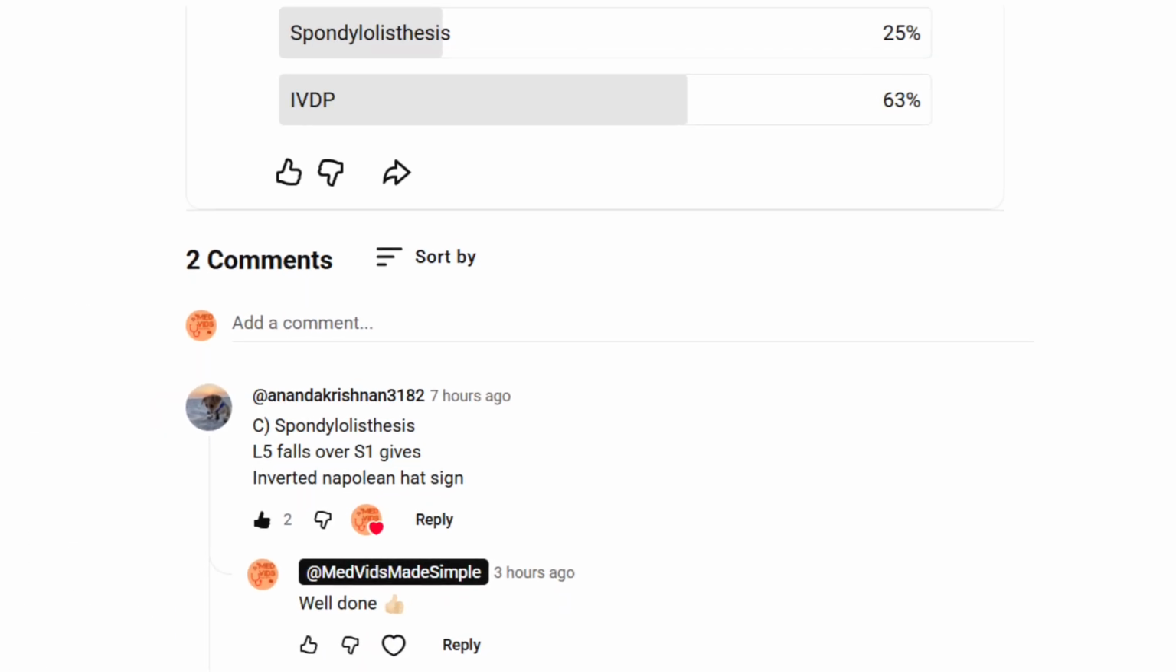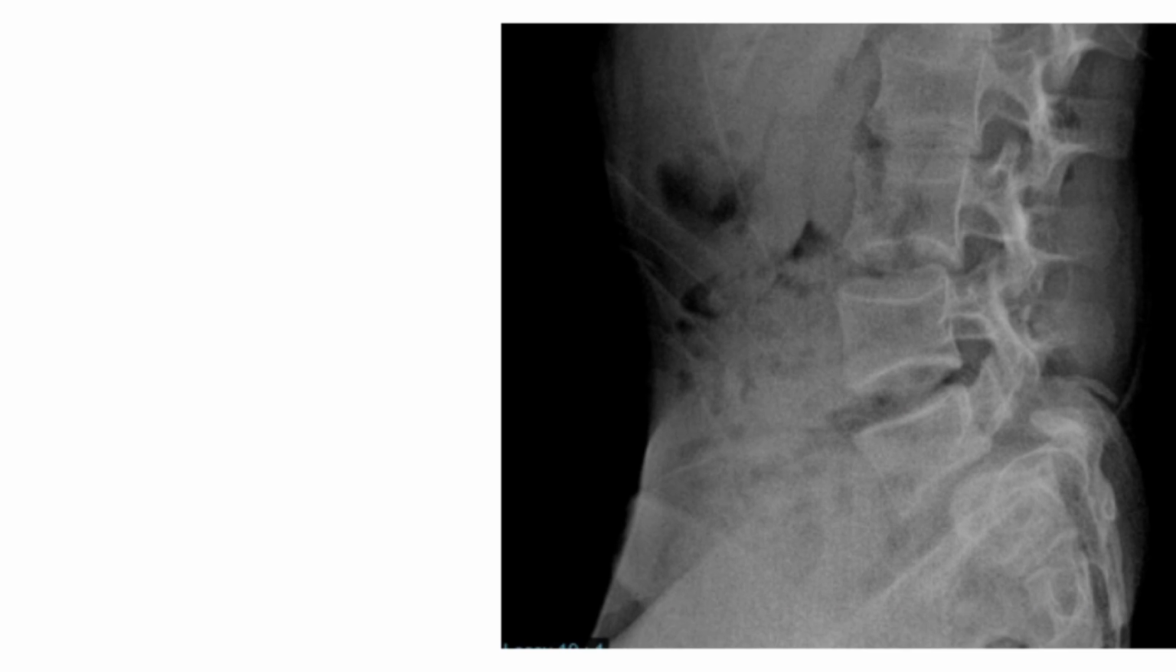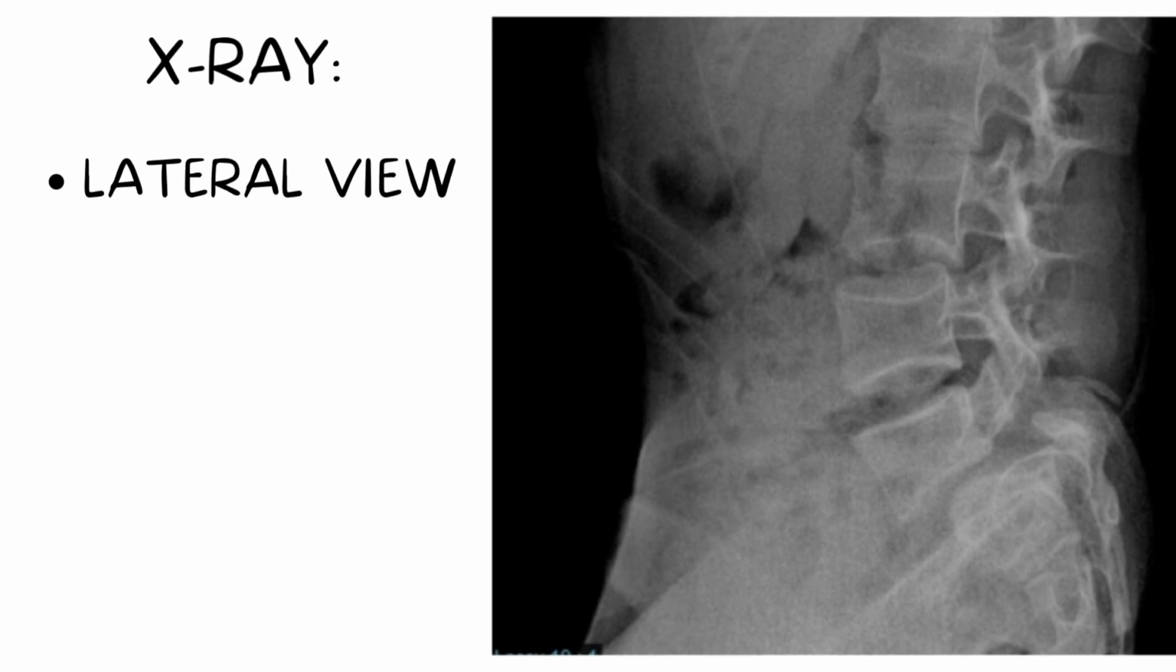In the X-ray anteroposterior view, high-grade listhesis is seen as an inverted Napoleon hat sign, which our subscriber Mr. Anandakrishnan had identified correctly in the poll which I conducted in the post. Congratulations. In the lateral view, we can see the slip of L4 vertebra anteriorly over L5 vertebra.